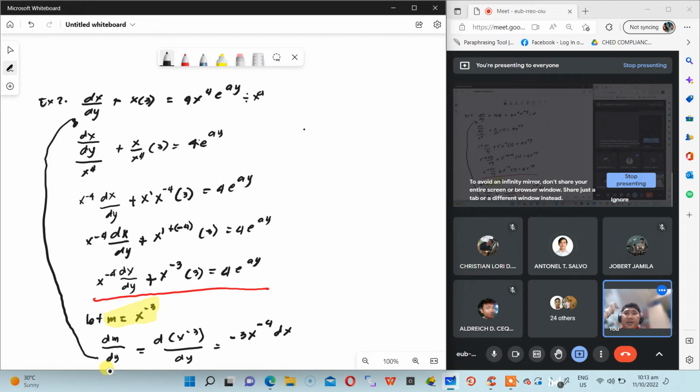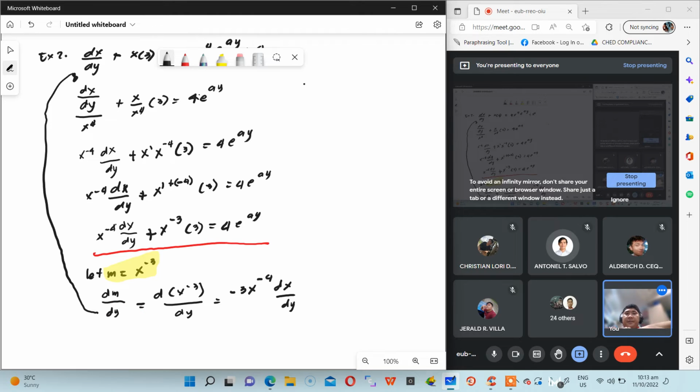This is dx over dy, the derivative of x over dy. So we multiply by negative, then minus 1. Next, just simplify this one: negative 3x to the negative 4 dx over dy.